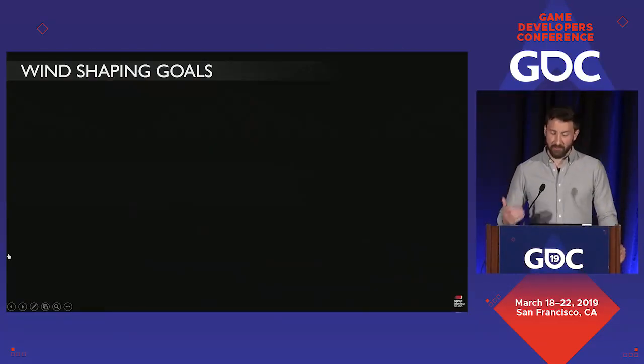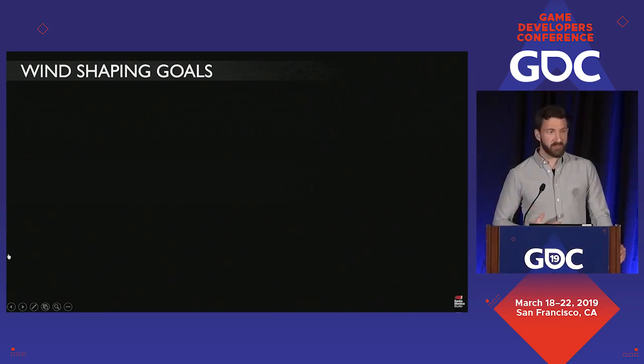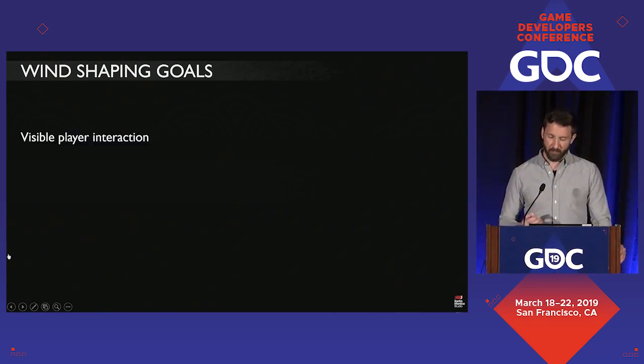Okay, so what did we set out to do and why? What could a richer system get us? Our player is powerful. How can we extend that to our environment? We have 3 goals for the shape of the wind. The player should be able to observe if their actions affected wind, and it probably should. They're playing as a god.